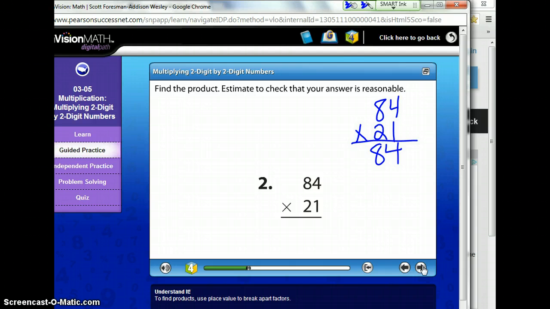84. 1 times 4 was 4. 1 times 8 was 8. So check yourself. Make sure you have your first partial product. What's the next one? 168, like that?